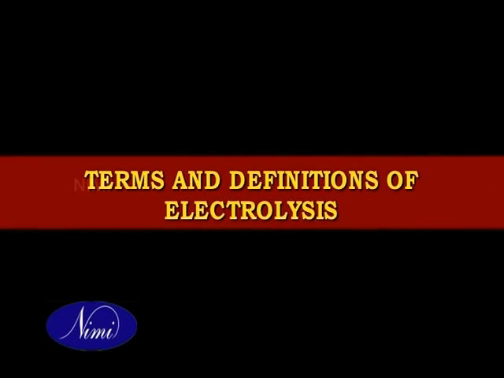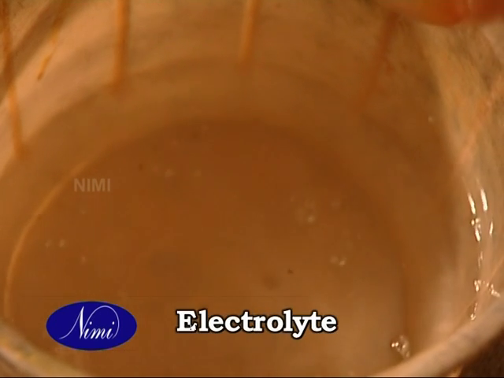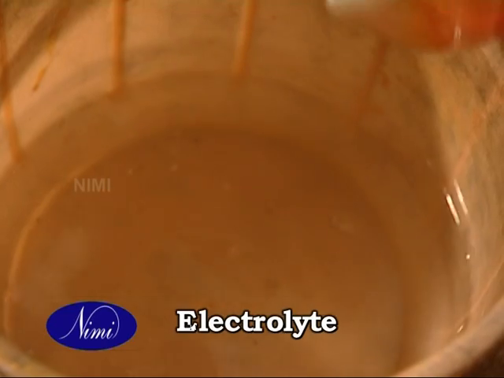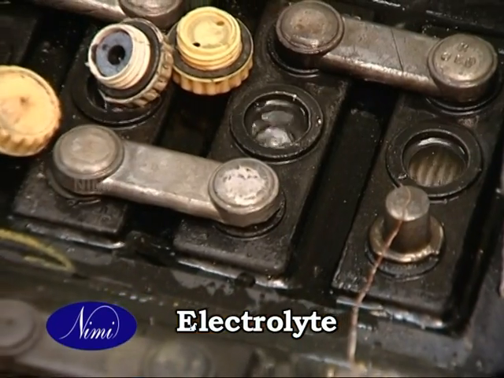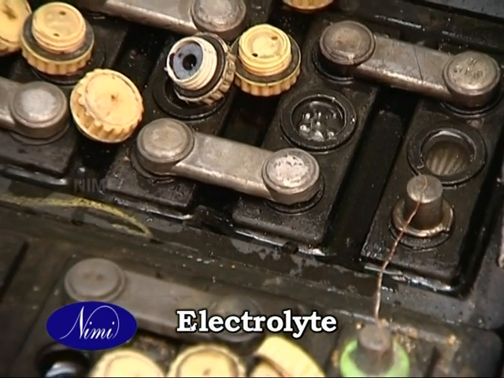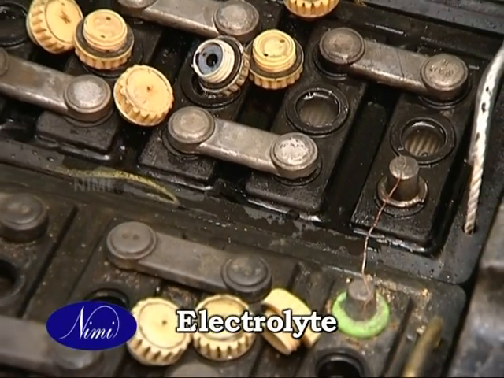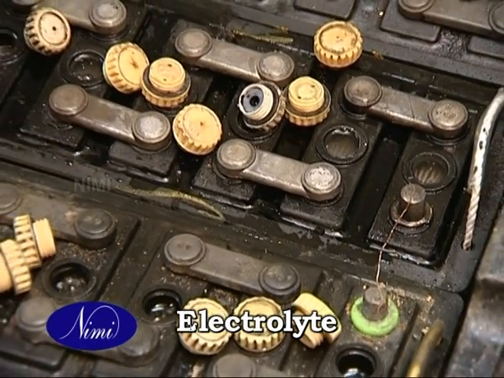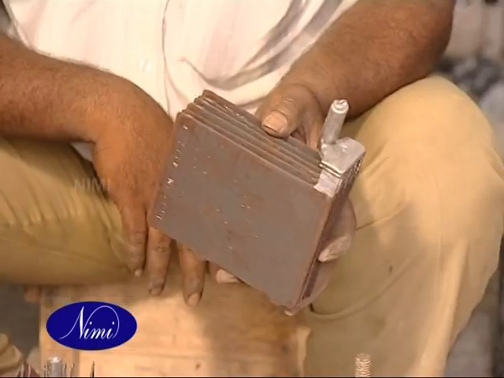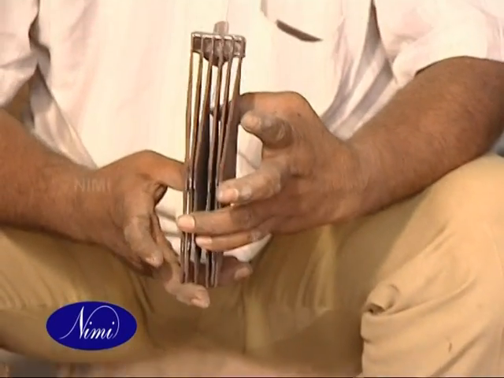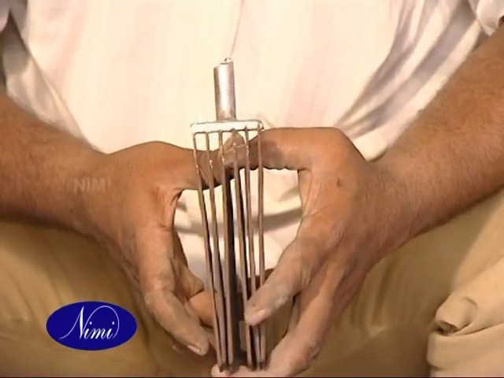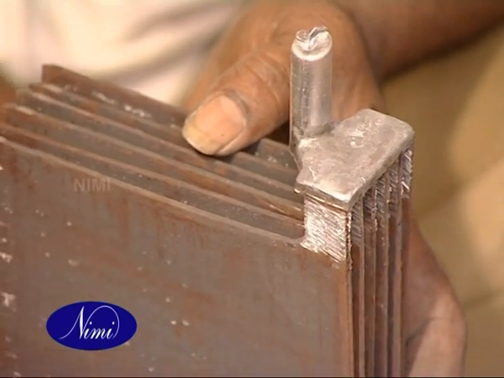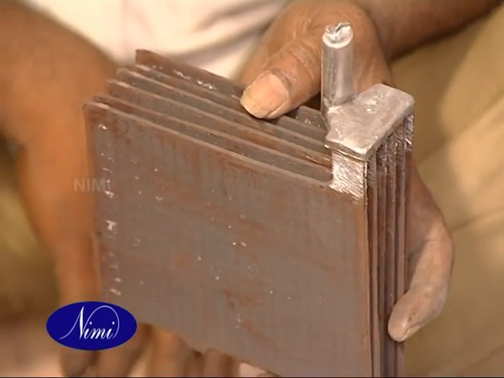Terms and definitions of electrolysis. Electrolyte. An electrolyte is a solution or a paste capable of conducting an electric current because of its dissociation into positive and negative ions. Electrodes. The conductor or terminal, usually metallic, through which an electric current enters or leaves is called an electrode.